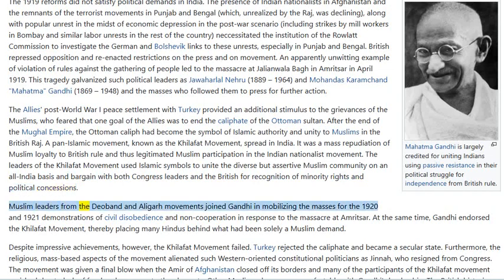Muslim leaders from the Deoband and Aligarh movements joined Gandhi in mobilizing the masses for the 1920 and 1921 demonstrations of civil disobedience and non-cooperation in response to the massacre at Amritsar. At the same time, Gandhi endorsed the Khilafat movement, thereby placing many Hindus behind what had been solely a Muslim demand.